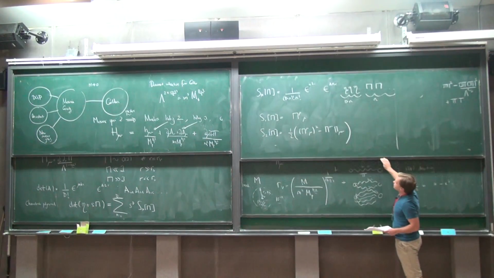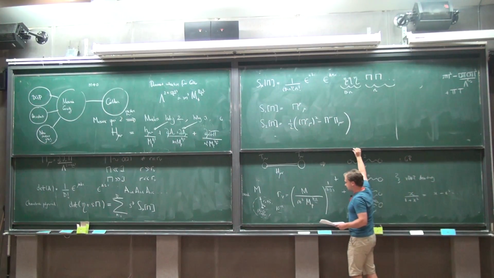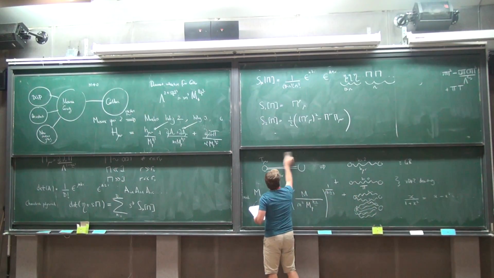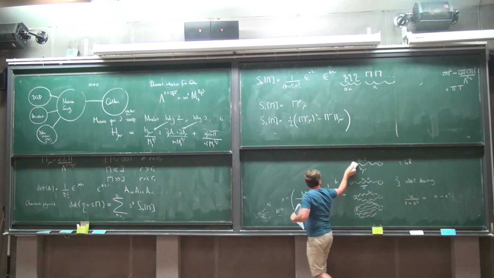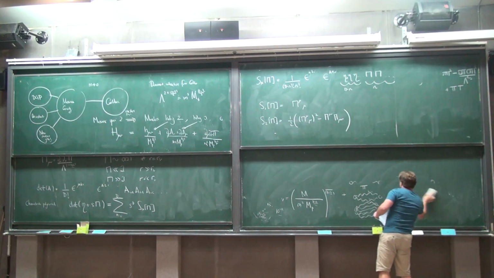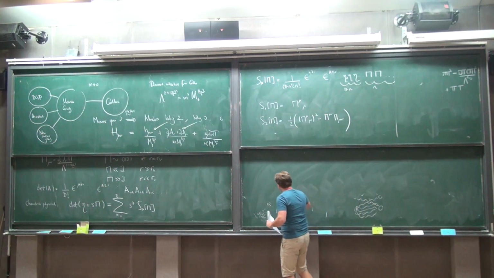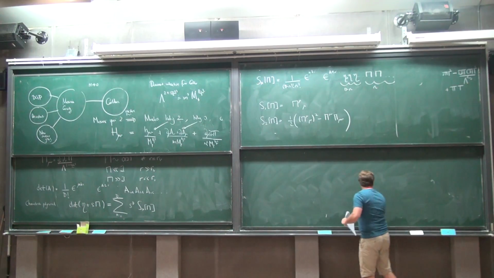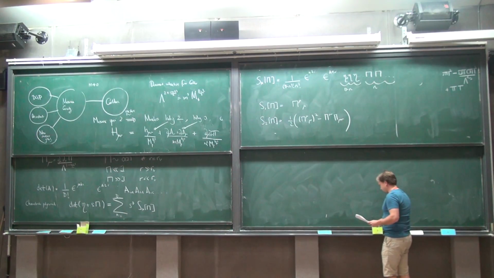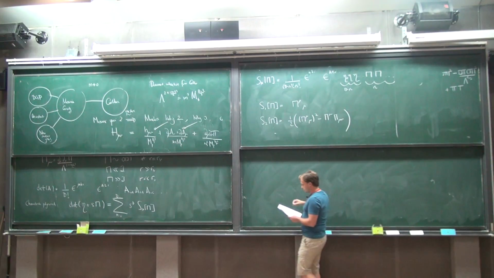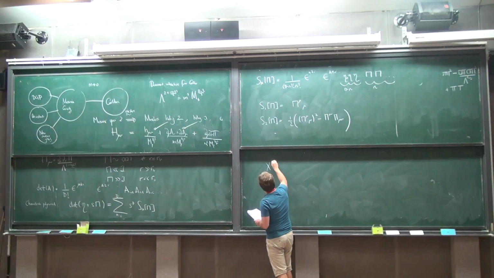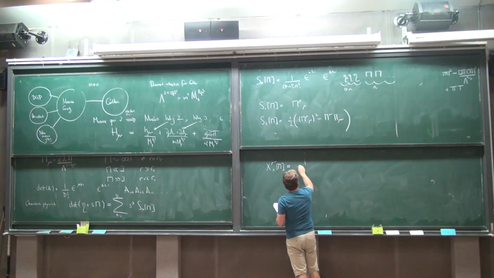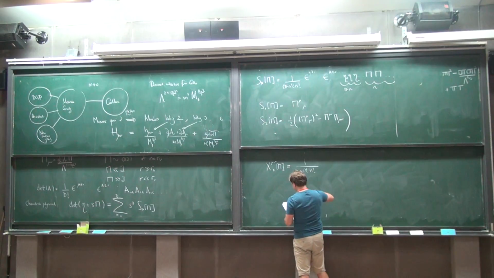I'm going to define another object now. This is a scalar quantity, and associated with it we can also define a tensor quantity, which is essentially what we get by varying this with respect to one of the pi's. So let me define X mu nu n as a function of this capital pi. Again, the normalization doesn't matter too much, it's just a convention.